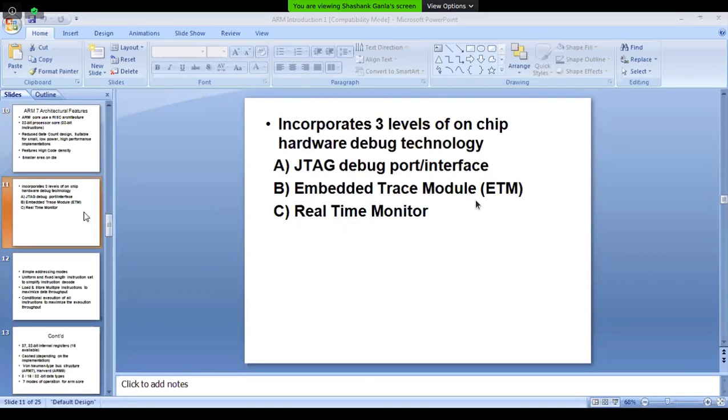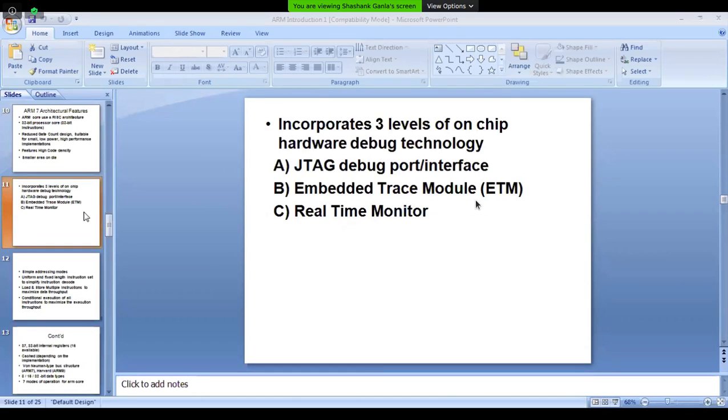So what is the percentage utilization of the CPU for your application? What is the time taken for the instructions, or for the functions or routines? What is the time taken for the overall application? Such performance-related metrics can be observed during debugging with the help of these high-end debugging techniques called the embedded trace module and real-time monitor.